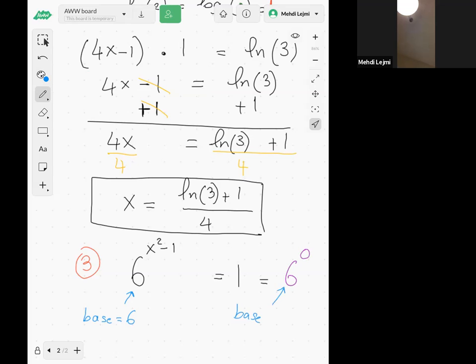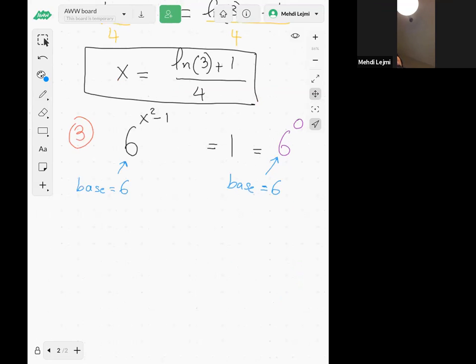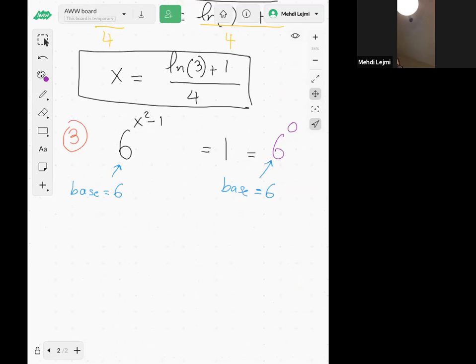Like in the previous problem, we had 3, and you cannot really express 3 as e to some power. But here, 1, you can write like e to the power 0 or 6 to the power 0, or whatever base you have, to the power 0. So this is also base 6, and if you have the same base, then the exponents are equal. The exponent on the left side is x squared minus 1, and on the right side the exponent is 0. So x squared minus 1 is equal to 0.